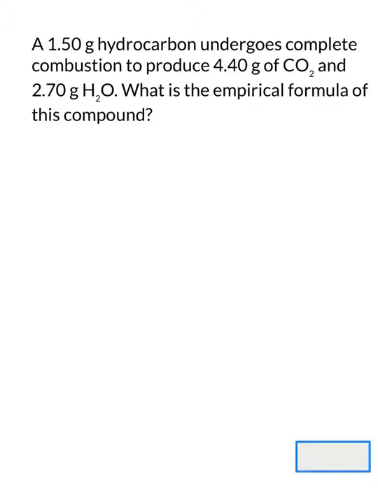A 1.50 gram hydrocarbon undergoes complete combustion to produce 4.40 grams of CO2 and 2.70 grams of water. What is the empirical formula of this compound? So our first step is going to be to determine the grams of carbon from the carbon dioxide and the grams of hydrogen from the water. How we're going to do this is we're going to start by taking the 4.40 grams of CO2, and we're going to set up dimensional analysis.